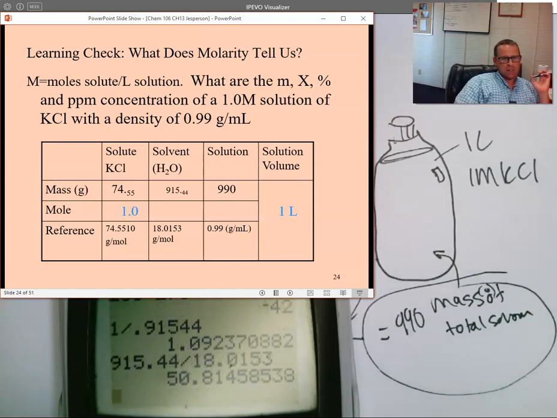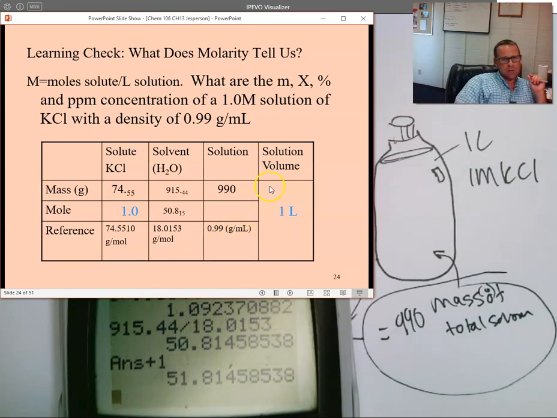Very good. And what does that give us? The moles. Yeah, the 50.8 moles of solvent. Now I have moles of solute and moles of solvent. Again, we're just talking about our little model here, which is the 1 liter of our solution, right? And I can add those two together. So I'm just going to take this value here, add 1, and that's going to be my moles of solution.